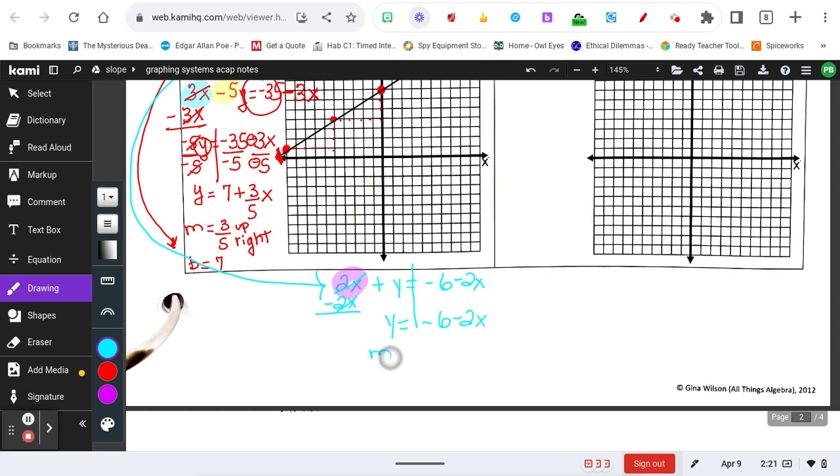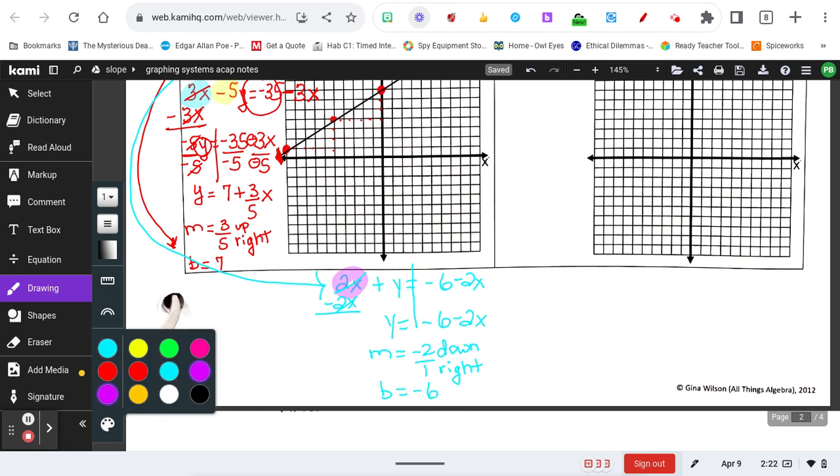So I can tell you the slope is -2, but it doesn't have a run, so put a 1. I will go down and to the right because it's positive 1 on the bottom, down because it's -2 on the top, and my y-intercept is -6.